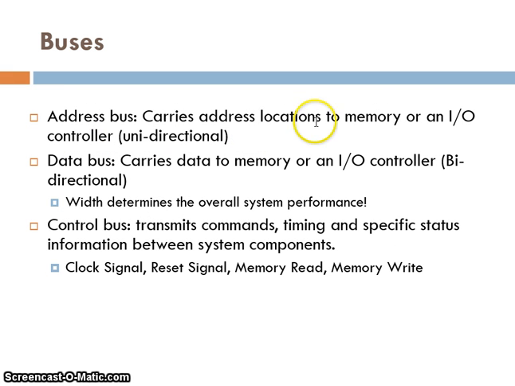Address bus carries address locations to memory or an I/O controller from the processor. It is unidirectional. Data bus carries data to memory or an I/O controller, bidirectional. Width determines the overall system performance. The control bus transmits command timings and specific status information. Two we've already mentioned, memory read, memory write. You could also have clock signal, reset signal.